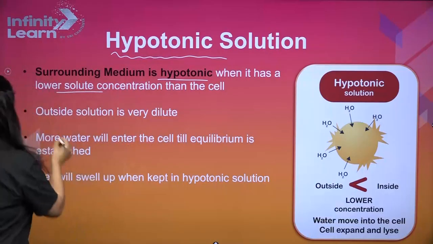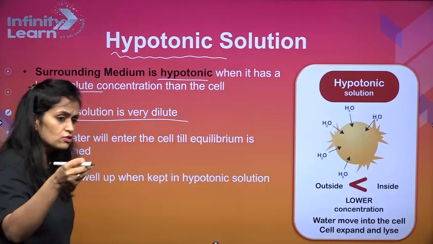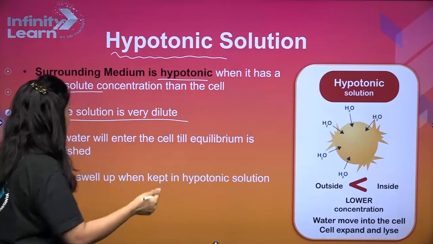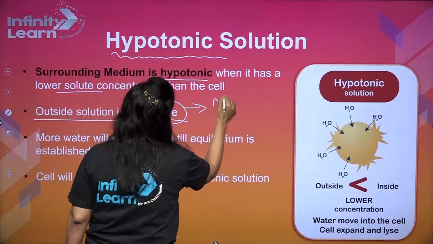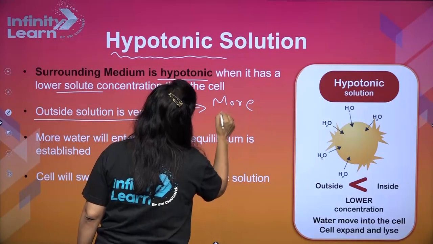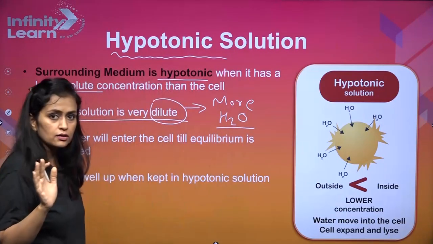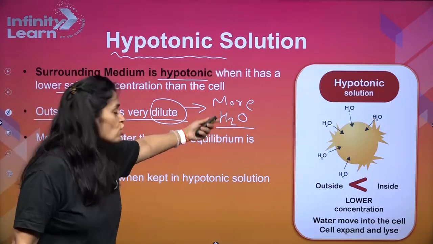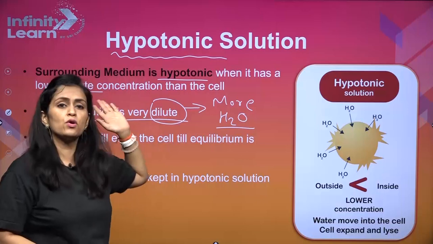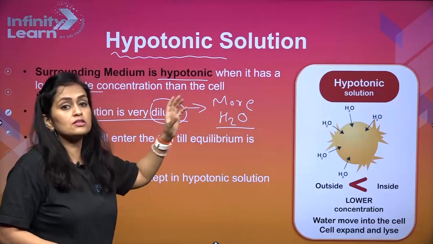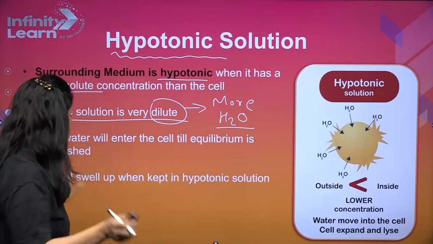Now, how will it happen? Outside solution is very, very diluted. There's lots and lots of water molecules. More dilution means, what does more dilution mean? More diluted means more water molecules. More water molecules. Right? Bahut zyada pani hai bahar. If water is higher on the outer, you just have to understand this much. Where water molecule is more, out or in, wherever it is more, it will move towards the lesser concentration. That's it. Right? And that's the trick to remember.